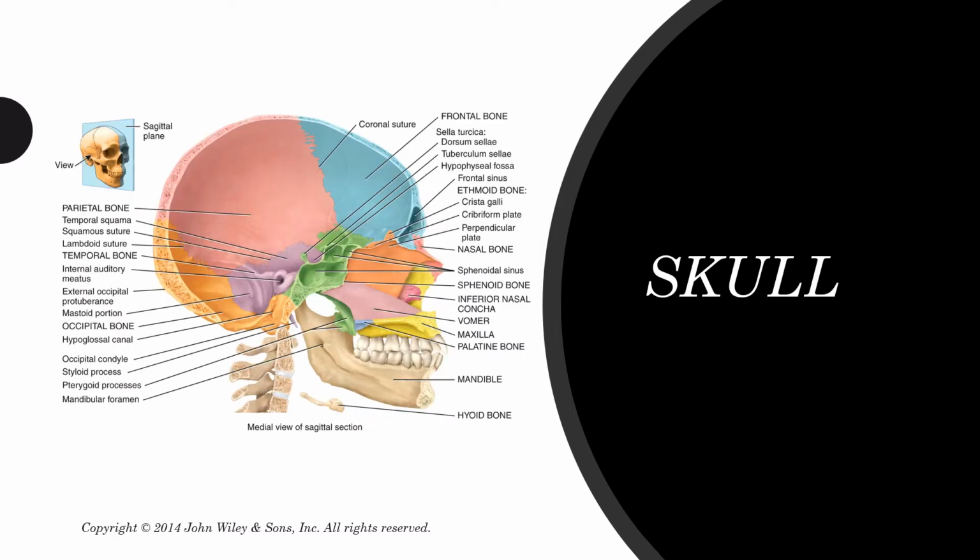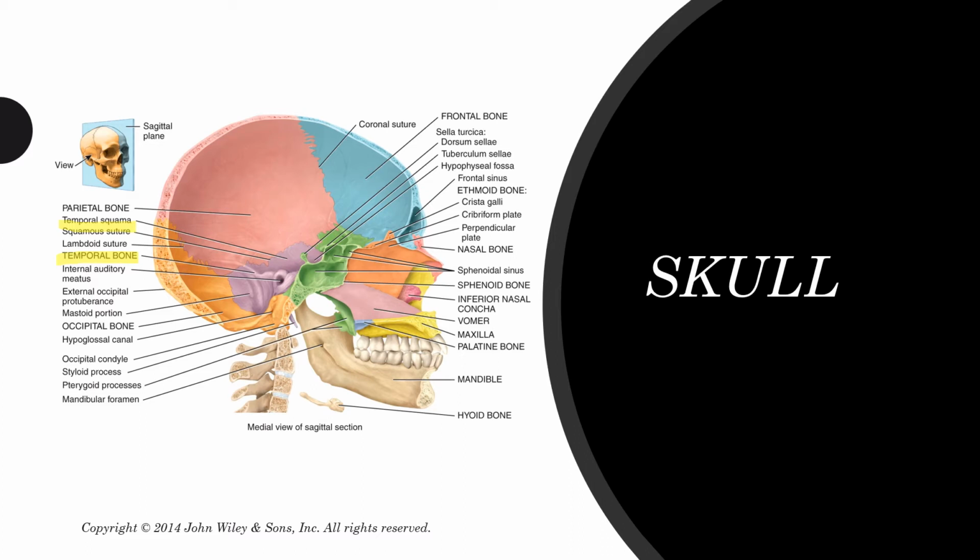So here you can see an interior view of the cranial bones. And the paired temporal bones here in purple form the inferior and lateral aspects of the cranium and also part of the cranial floor. The temporal squama is a thin, flat part of the temporal bone that forms the anterior and superior part of the temple. And the temple is the region of the cranium around the ear.